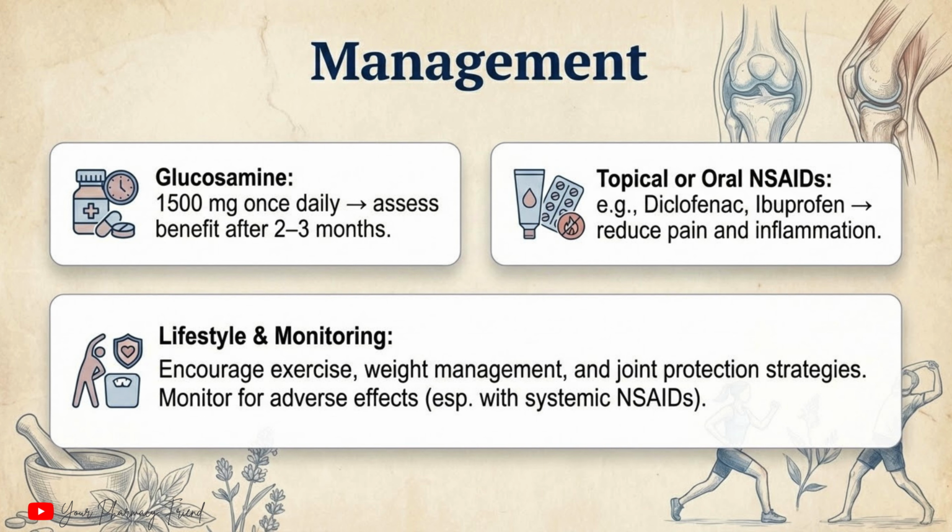Management of osteoarthritis includes glucosamine, typically 1,500 mg once daily, with treatment review after 2 to 3 months to assess efficacy. Topical or oral non-steroidal anti-inflammatory drugs, such as diclofenac or ibuprofen, are used to relieve pain and reduce inflammation. Non-pharmacological measures, including exercise, weight management, and joint protection strategies, are essential. Always counsel patients on potential adverse effects, especially with systemic non-steroidal anti-inflammatory drugs.